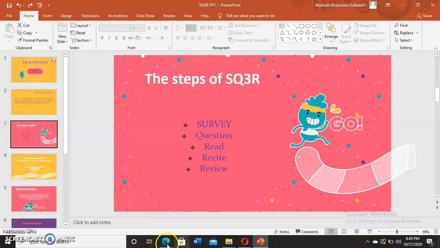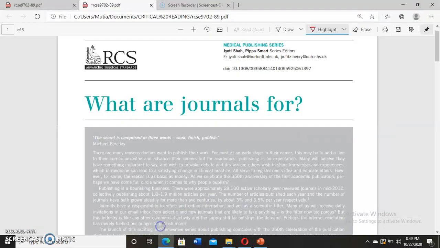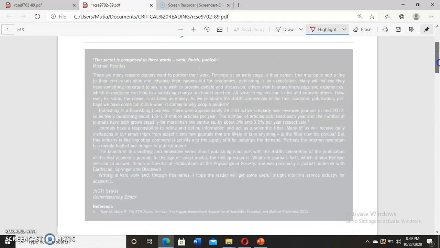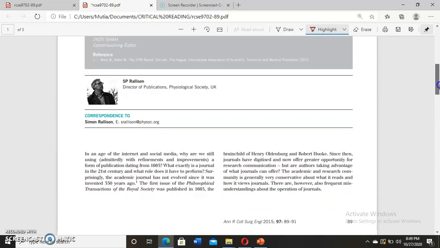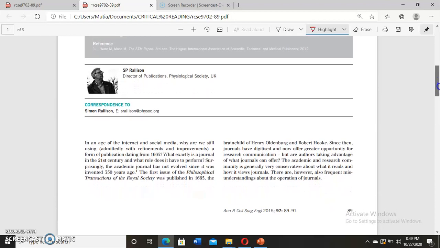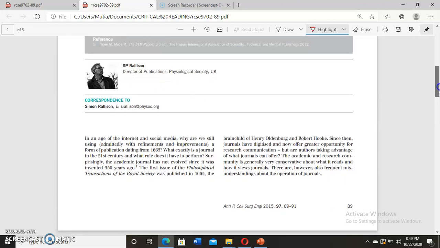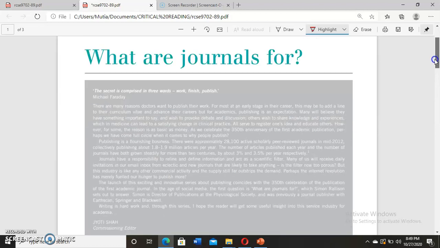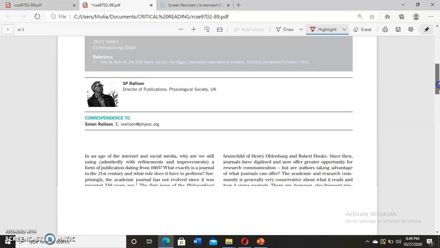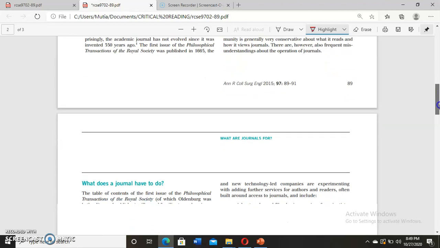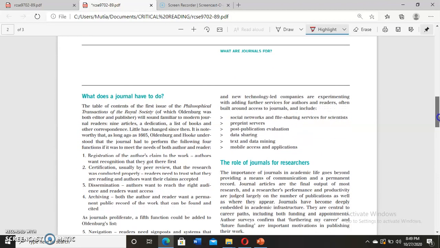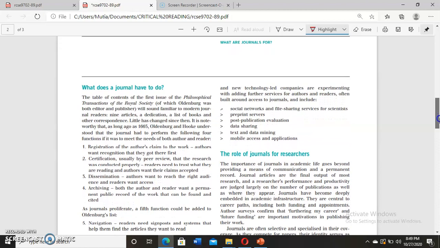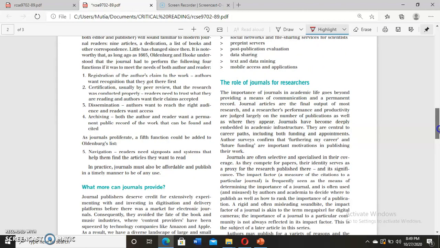And I look at the journal. This is the journal article. For the first step, I will survey quickly to get the main idea. Here, I want to survey and skim the key message first, because the key message helps me understand this article faster.